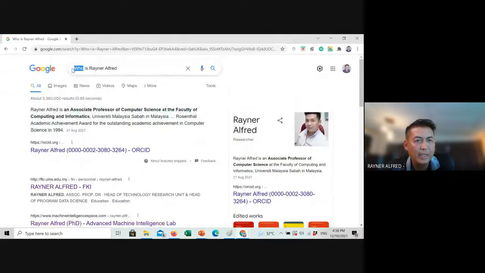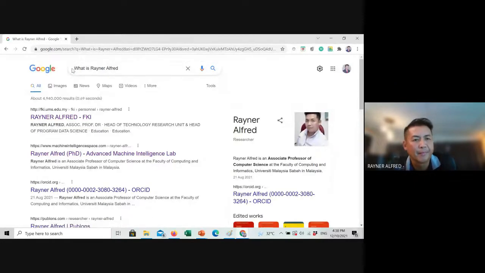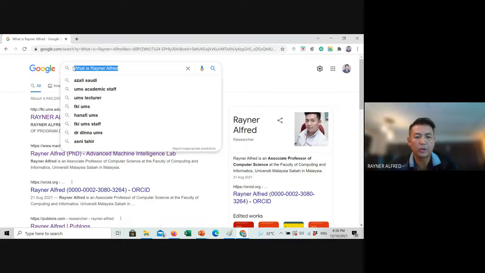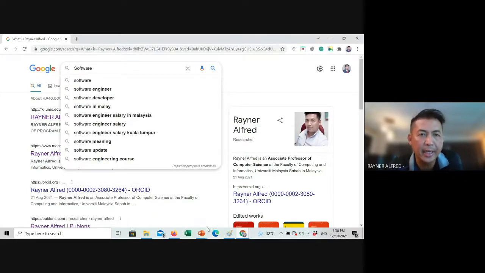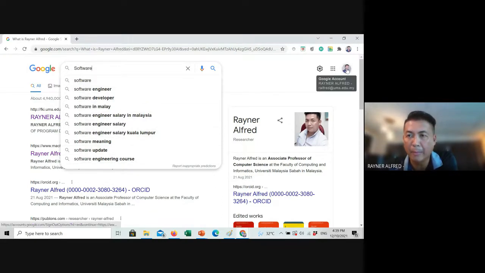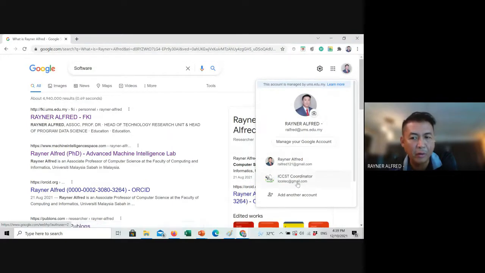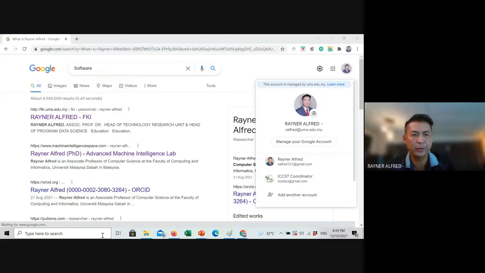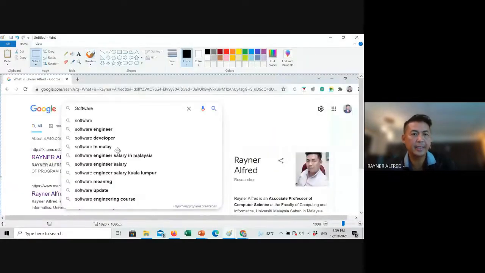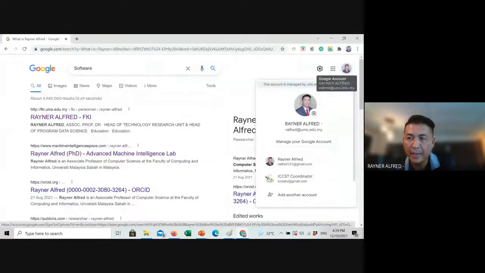Okay, but if you type what is, for your information also, when you type a query here, for example software engineering, can you remember this pull down menu? They suggest a few things, like software engineer, software developer, software in Malay. So I print screened this one. When I key in this, they suggest this list of keyword suggestions based on my profile here. This is my profile. So if I log out, just want to show you here. This is what's shown if my profile is on. But if I log out.